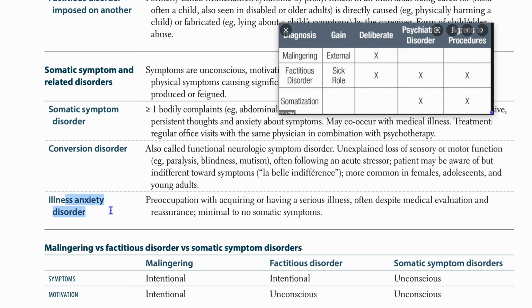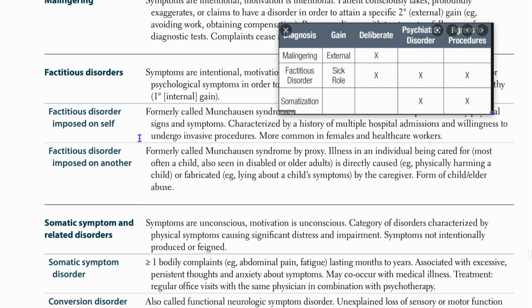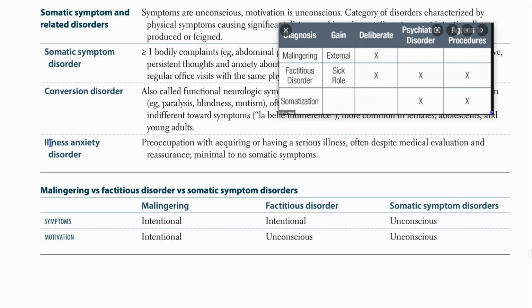and illness anxiety disorder. This one's okay. So when you're doing questions and you come across questions for these, make notes of these. It does help if you make notes. Illness anxiety disorder, preoccupation with acquiring or having a serious illness, often despite medical evaluation and reassurance. Minimal to no somatic symptoms. Okay, so it's preoccupation with acquiring or having a serious illness, often despite medical evaluation and reassurance.